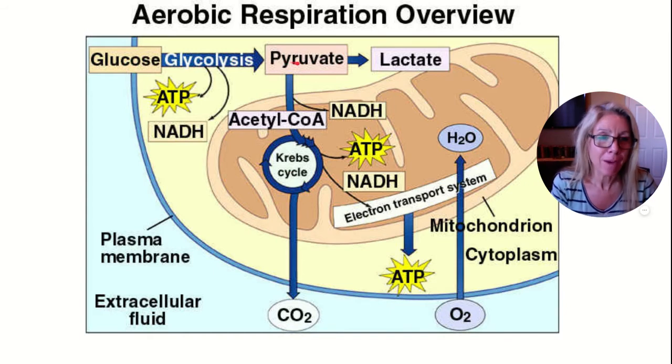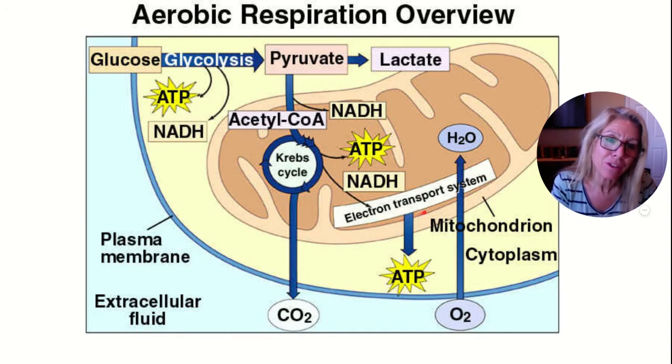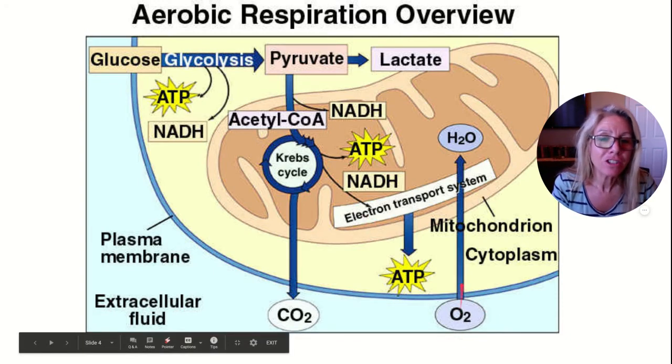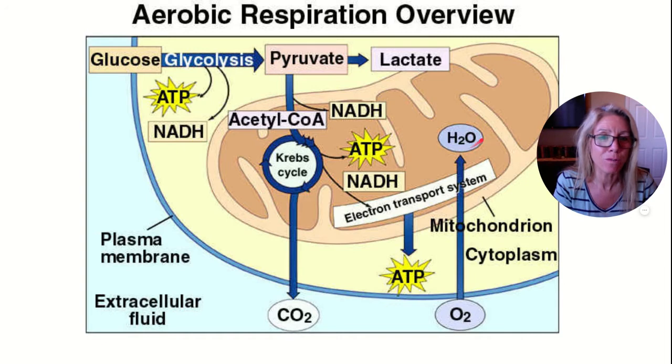Glycolysis to pyruvate happens in the cytoplasm. The pyruvate becomes acetyl-CoA in the matrix of the mitochondria. The Krebs cycle happens in the matrix of the mitochondria. And the electron transport chain happens on the inner membrane of that mitochondria. Now, in order for us to do our electron transport chain, we need oxygen because oxygen is the final electron acceptor at the bottom of our chain. It hooks up with a couple of hydrogens and forms water.